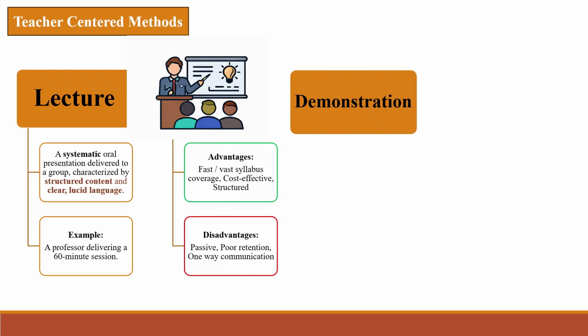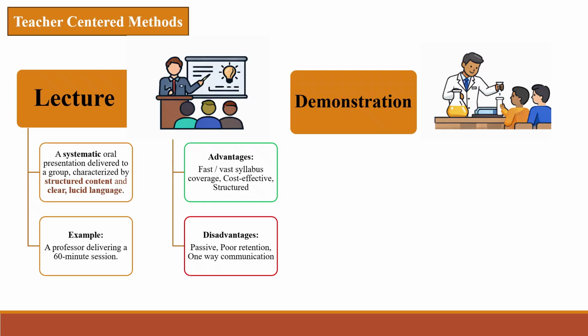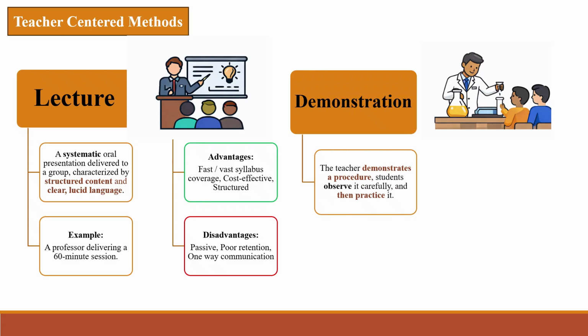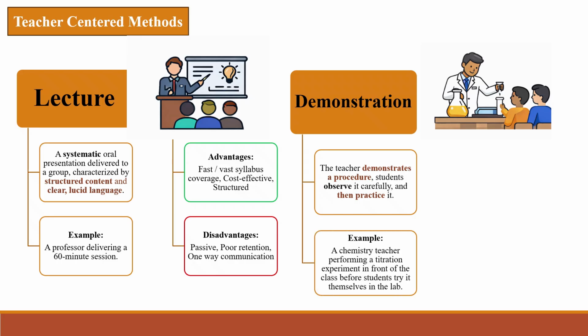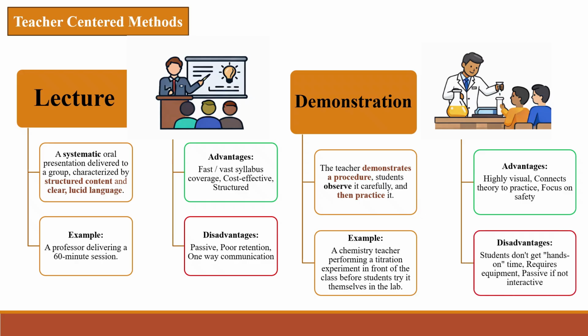The second method is demonstration. In this method, the teacher shows a procedure and students observe carefully. This is usually followed by practice. So here, students learn by seeing first, then doing. For example, a chemistry teacher performing a titration experiment in front of the class before students try it themselves in the lab. The advantages are it is highly visual, it connects theory to practice, and it is especially useful where safety is important. But there are limitations too.